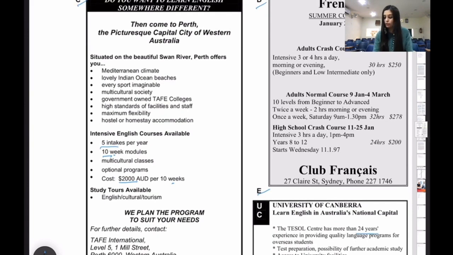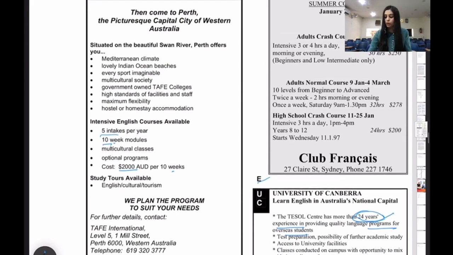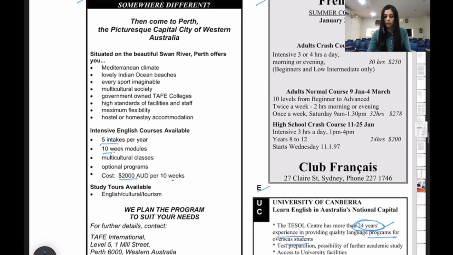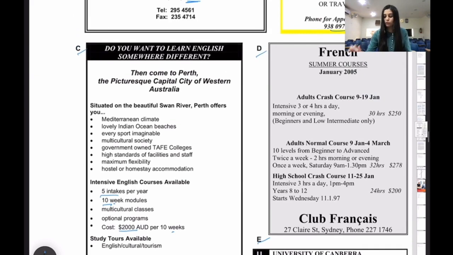Here I see 24 years. So the TESOL Center has more than 24 years experience in providing quality language programs for overseas students. So this is where they're talking about some numbers, some experience, or when it was established. So almost 24 years ago. So this could be the answer, because I don't see any other ad. We're just left with D.